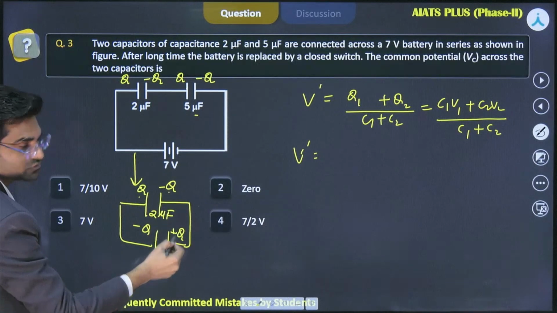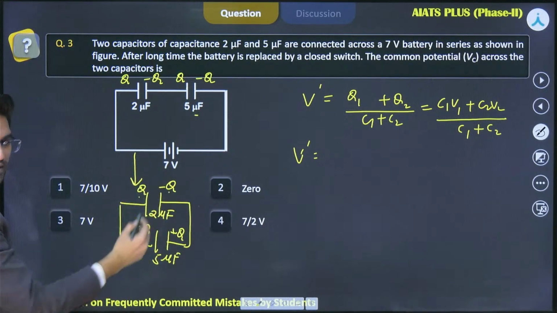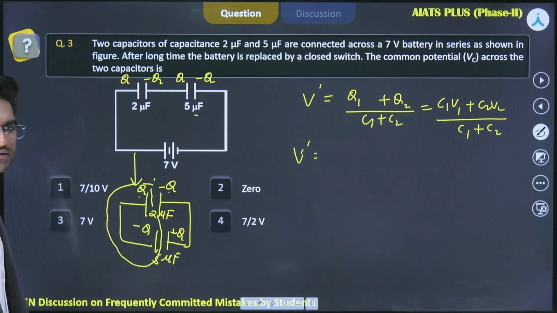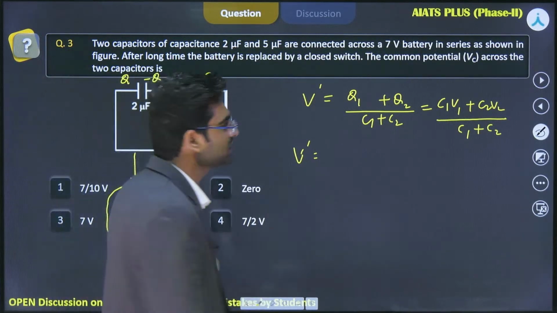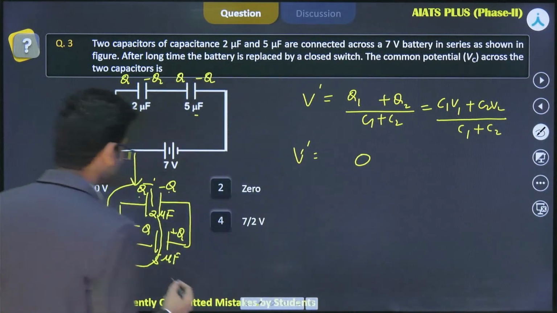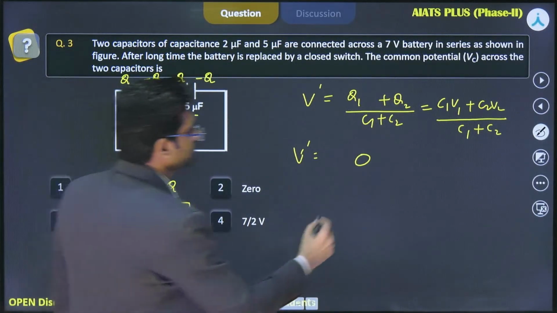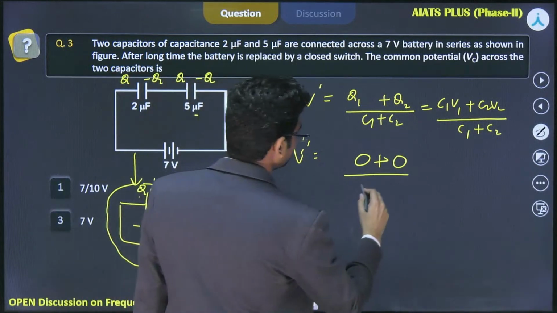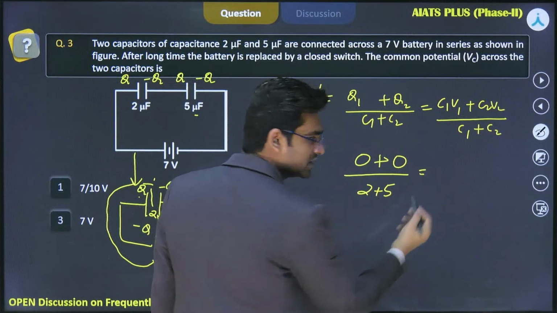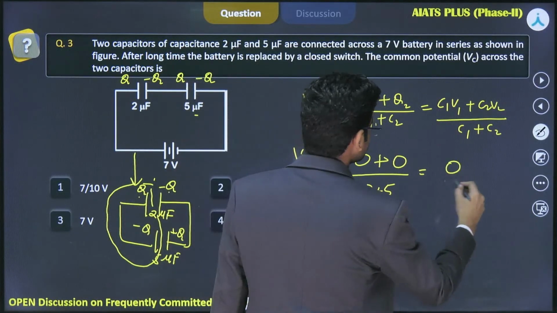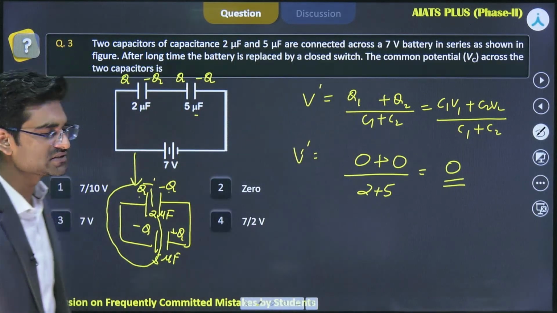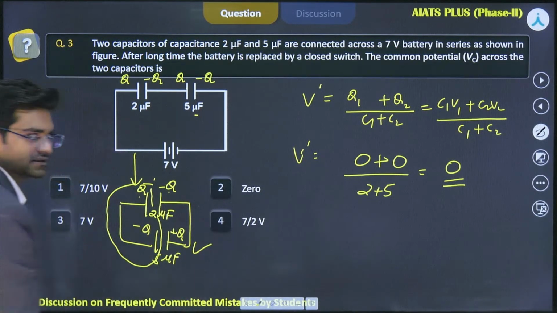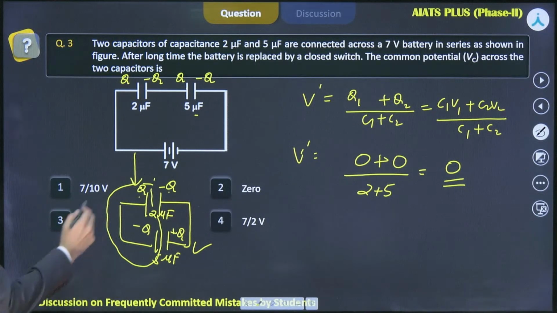So minus Q and plus Q here, and this is minus Q. What is the total charge on these two plates? It is 0 obviously, right? So this will become 0. What is the total charge here? Again 0. So 0 plus 0, C1 plus C2, that will become 2 plus 5, but it would be meaningless because the answer would be 0. So the final potential difference across these two capacitors when they are connected like this will become what? 0. So this is the answer.